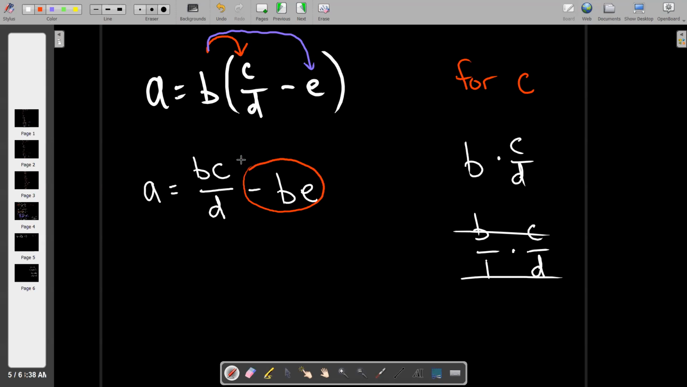Because we know he's in the way, because our target is right there with the arrow, right? So the target is there. So I want this whole term to go bye-bye. So I don't mind that at all. I like that strategy. So on the left side now I have A plus B E, right? And then I'm left with BC over D.